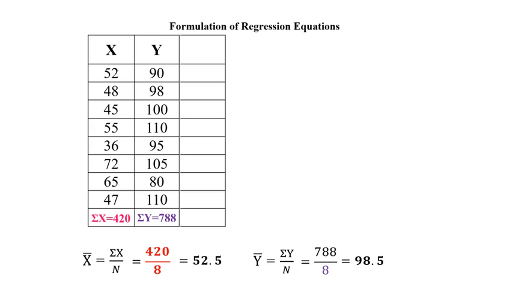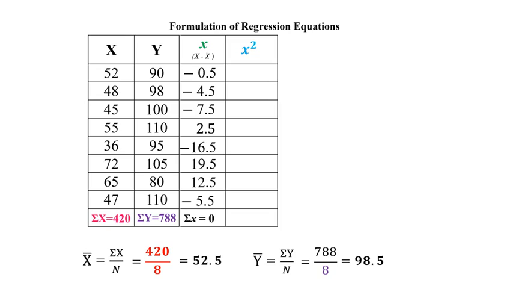Similarly, find small x. It will be like this: 52 minus 52.5, minus 0.5. 42 minus 52.5, minus 10.5. 45 minus 52.5, minus 7.5. 55 minus 52.5, plus 2.5. 36 minus 52.5, minus 16.5. 72 minus 52.5, 19.5. 65 minus 52.5, 12.5. Plus 47 minus 52.5, minus 5.5. So add them up, it will be 0 only.